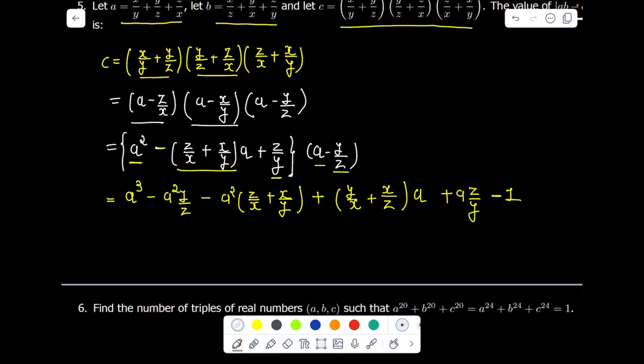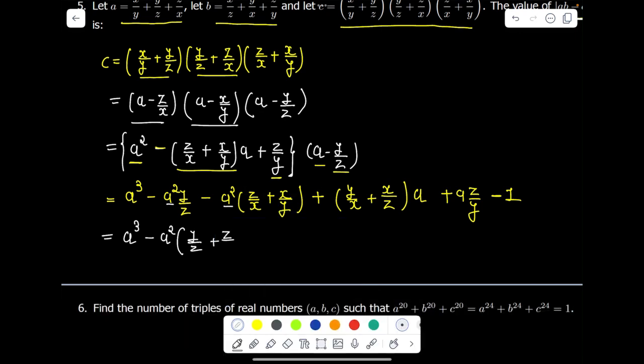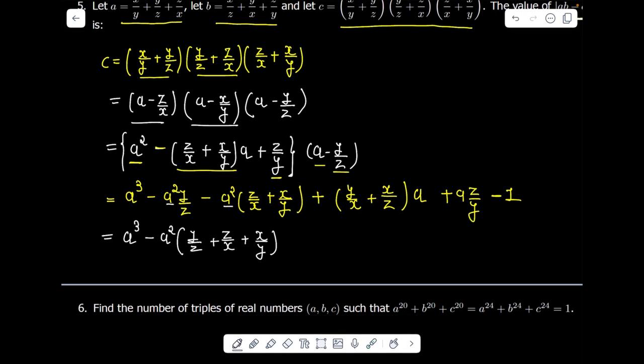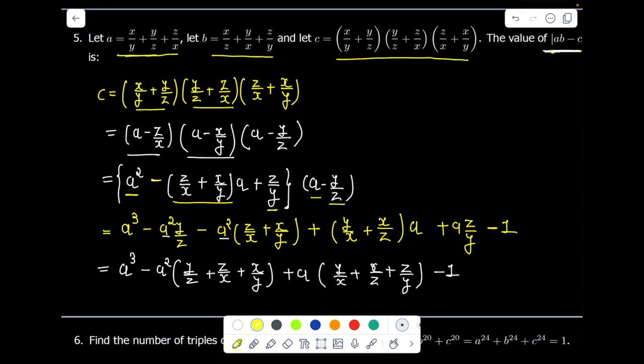So now let's do simplification. Further simplification, what you will get? A cube minus, if you take A square common from this term and this term, it is nothing but A square into Y by Z plus Z by X, Y by Z plus Z by X plus X by Y. And here I can take common A from this term and this term. So again I will get positive A into Y by X plus X by Z plus Z by Y minus 1. Now let's get back to the question again. Here X by Y plus Y by Z plus Z by X is nothing but A. So this value is actually A value. So I can write this value as A. So it is nothing but A cube minus A square into A is A cube.